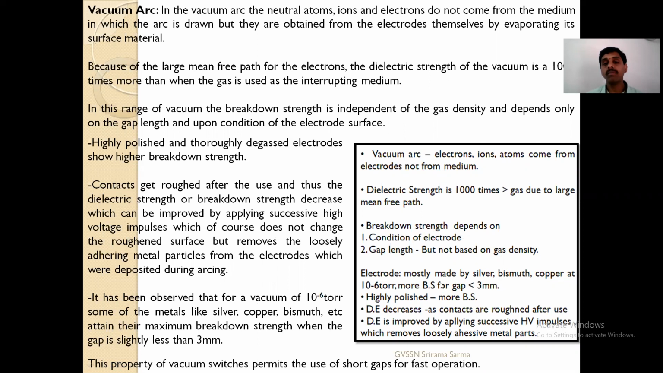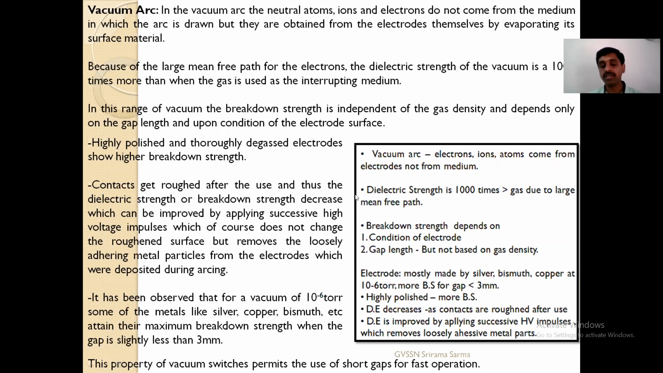These electrodes, as I am saying, are very important. Mostly they are made of silver, bismuth, copper. At 10 power minus 6 torr, there is more breakdown strength for a gap less than 3 mm. So here we are discussing the gap length as well as the type of electrode you are using. It has been observed that for a vacuum of 10 power minus 6 torr, some of the metals attain their maximum breakdown strength when the gap is 3 mm. This property of vacuum switches permits the use of short gaps for fast operation.